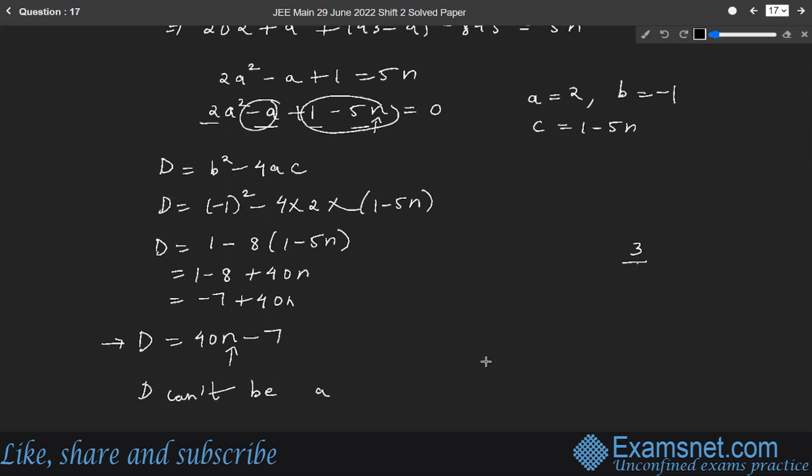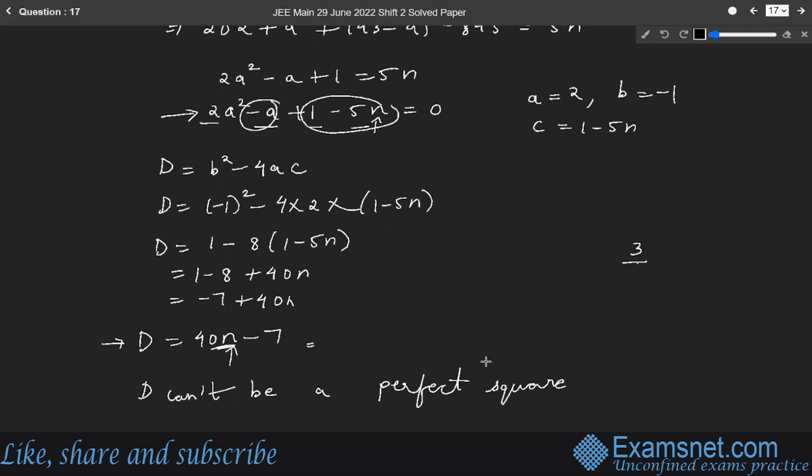Whatever value we keep in place of n, the answer will always have a digit whose unit place will be 3, right? So D can't be a perfect square. And if D can't be a perfect square, we cannot find any integral roots for the equation 2a square minus a plus 1 minus 5n equal to 0. It means that a can't be an integer. The value of a will not be any integer, so we cannot find any integral roots of this equation.